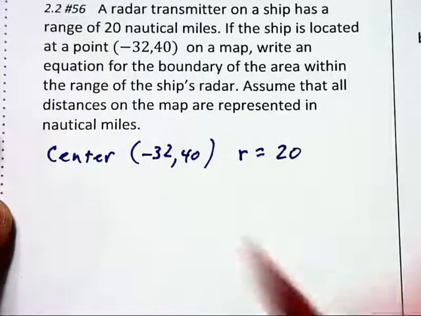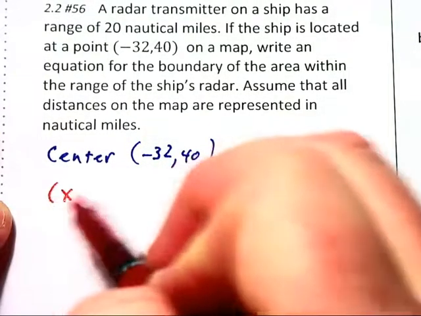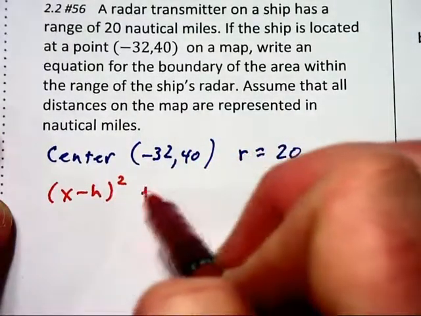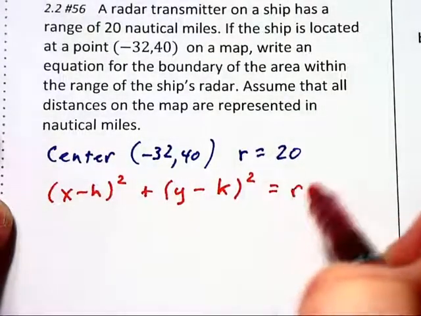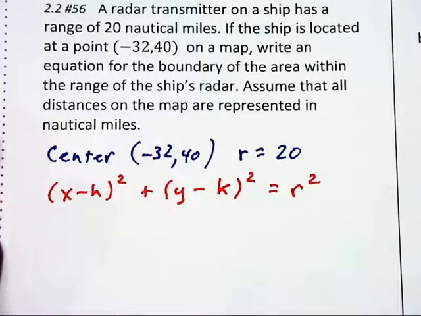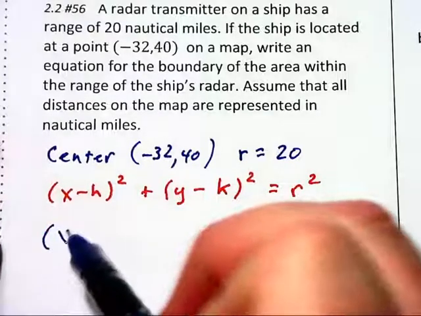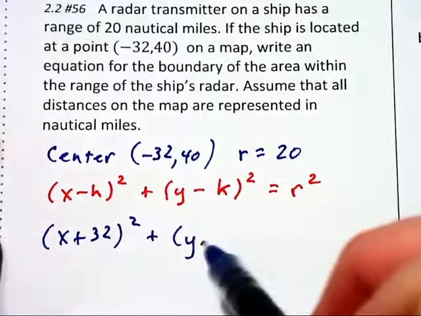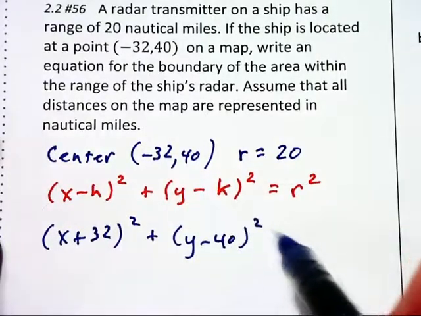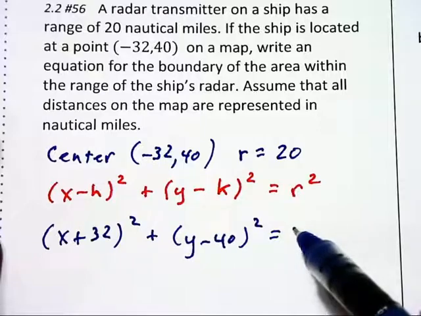Now let's rewrite this formula, because the more often you write this formula, the better you're going to have it memorized. And then substitute in the values. The equation becomes x plus 32 quantity squared plus y minus 40 quantity squared equals 20 squared, which is 400.